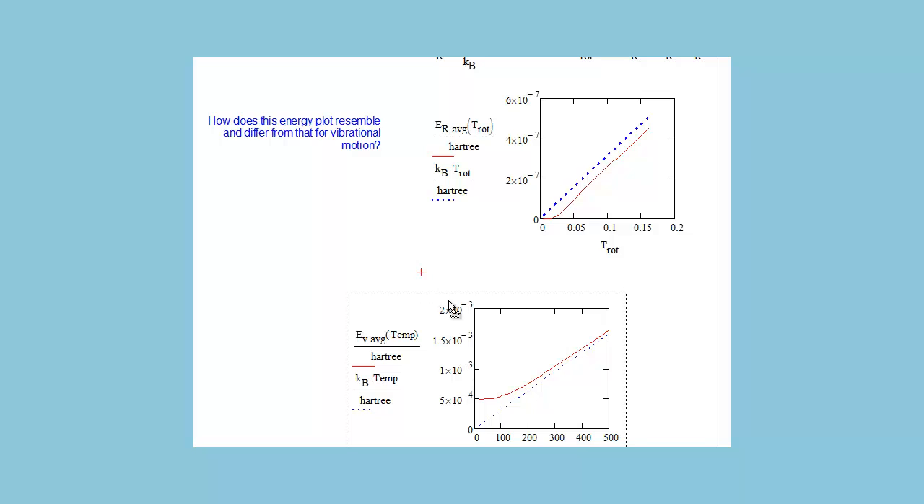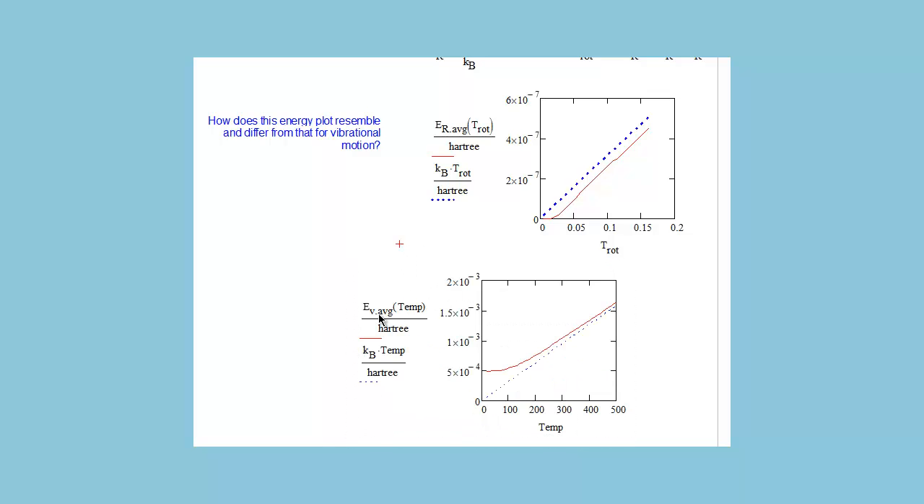Also, just for fun, we can remind ourselves what the energy of the vibrational motion looks like. So for rotation, the exact energy is just a little bit below the equipartition value, whereas for vibration, the exact energy is slightly above the equipartition value. That's because of the zero-point energy of vibration. Let's take a look at this rotational energy and find out what the heat capacity is.